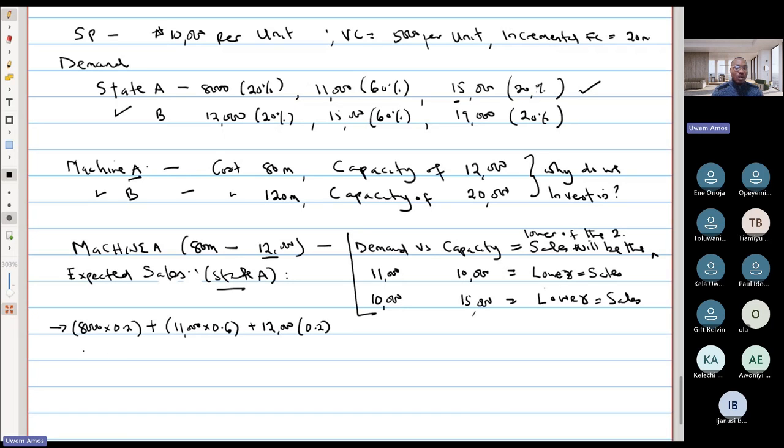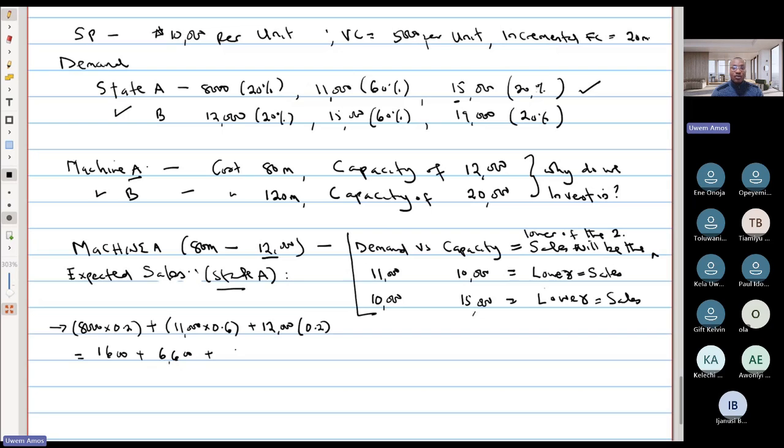All right, so let's add what our expected sales would be for this. 8,000 multiplied by 0.2 gives us 1.6. 11,000 multiplied by 0.6 gives us 6.